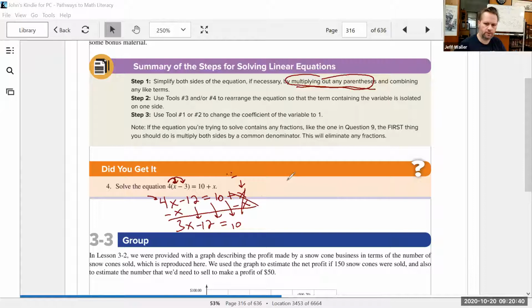Let me bring my equation up here now. All right, now what's the only thing that's in the wrong place?